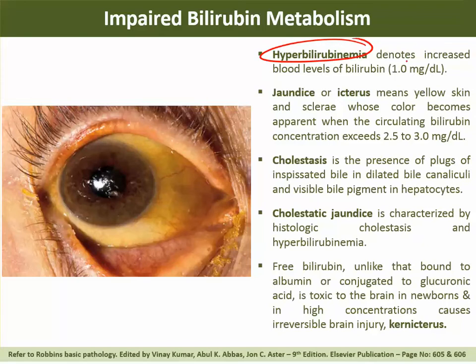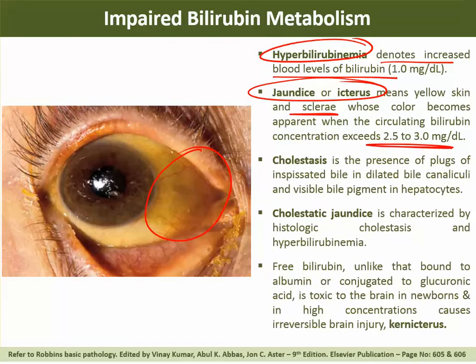Hyperbilirubinemia denotes increased blood level of bilirubin, which means there is no deposition. If there is deposition, it is called jaundice. It usually deposits in the skin and the sclera. So this is the sclera, and you can see the yellow pigmentation. This is called jaundice. Usually it comes if the bilirubin level is more than 2.5 to 3 milligram per deciliter.